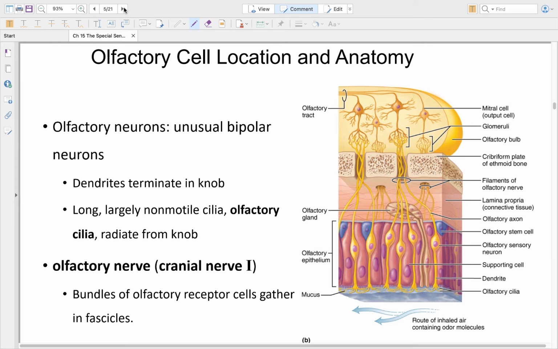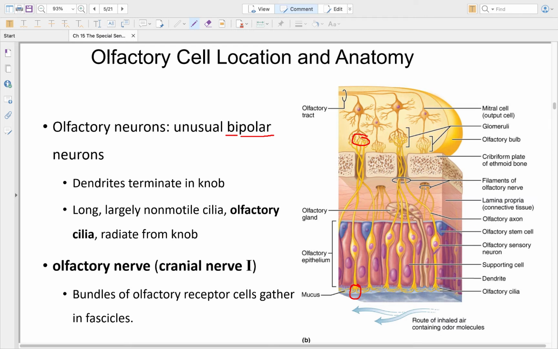Okay, now these neurons are bipolar. Remember, bi means two, polar means two poles. So it just simply means it has a pole on this side and it's going to have another pole on this side. That means it's bipolar.